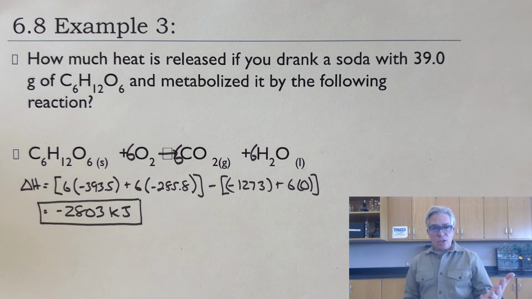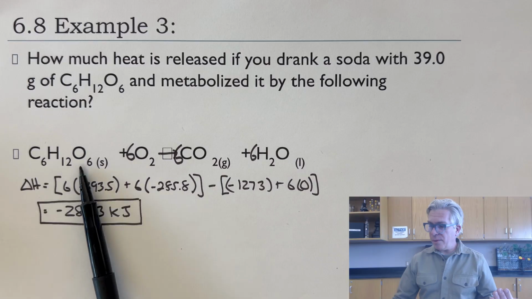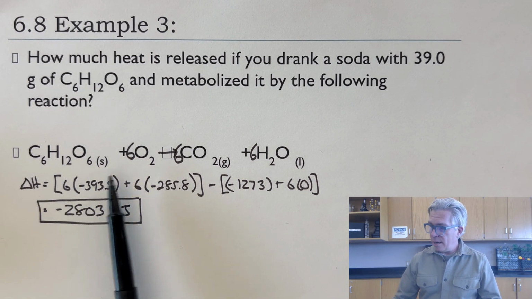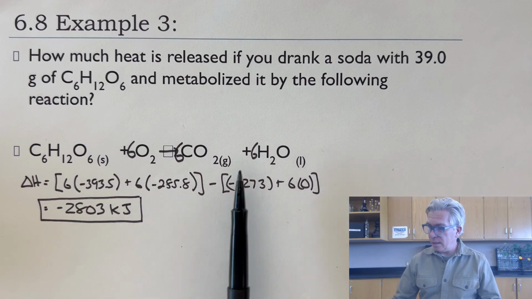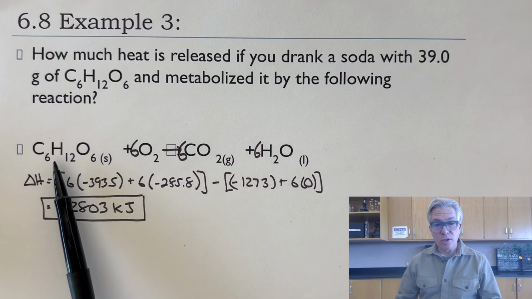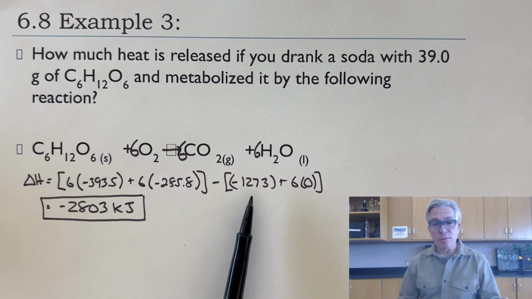Well, it turns out I'm going to show you a couple of steps to this. First, I want to know delta H for this whole reaction. So I went to the chart. I added up 6 CO2s and 6 waters and got a total, minus the heat of formation of glucose, which is 1273, very similar to fructose.